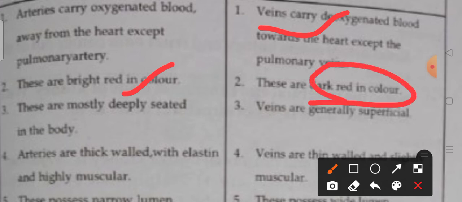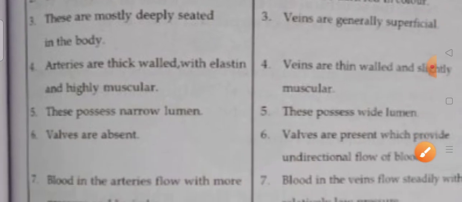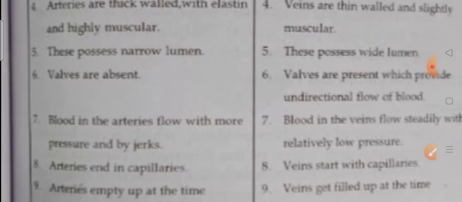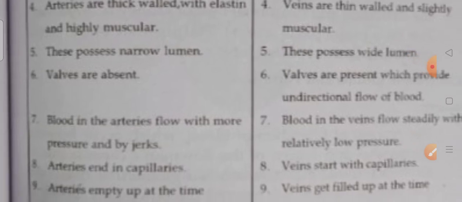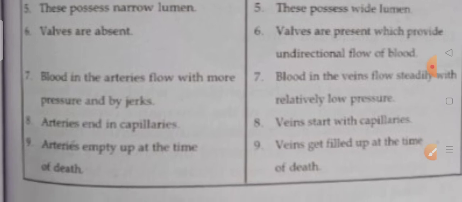Veins are generally superficial. All arteries are thick walled with elastin and highly muscular, whereas veins are thin walled and slightly muscular. Arteries possess a narrow lumen, while veins possess a wide lumen. Valves are absent in arteries, while in veins valves are present, which provide unidirectional flow of blood.